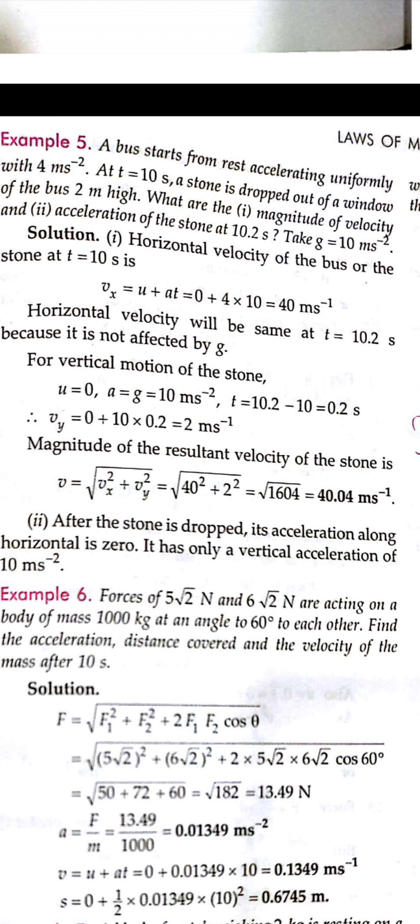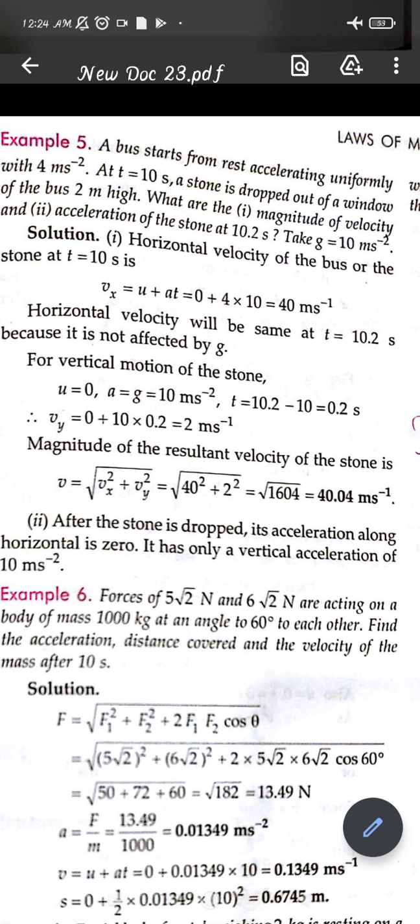And here, the time taken by the body, the acceleration of the stone at 10.2 seconds was given. So time is taken as 0.2 seconds and g is taken as 10. So v is equal to u plus at we can use here, but instead of a it will be g. The initial velocity will be 0 because it is thrown from rest. So it is 0 plus 10 into 0.2, that is 2 meter per second.